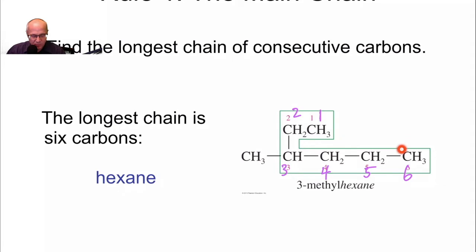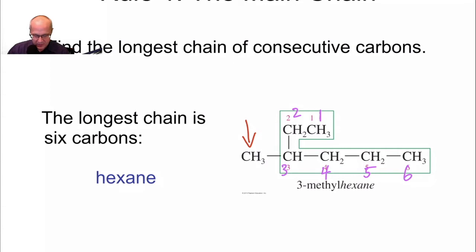Why not here? Why isn't this 1? Well, it's very simple. If this were 1, 1, 2, 3, 4. Carbon 4 is where my substituent is. Here's my substituent right here. That's my substituent. It's the thing branching off the main chain that is not hydrogen.